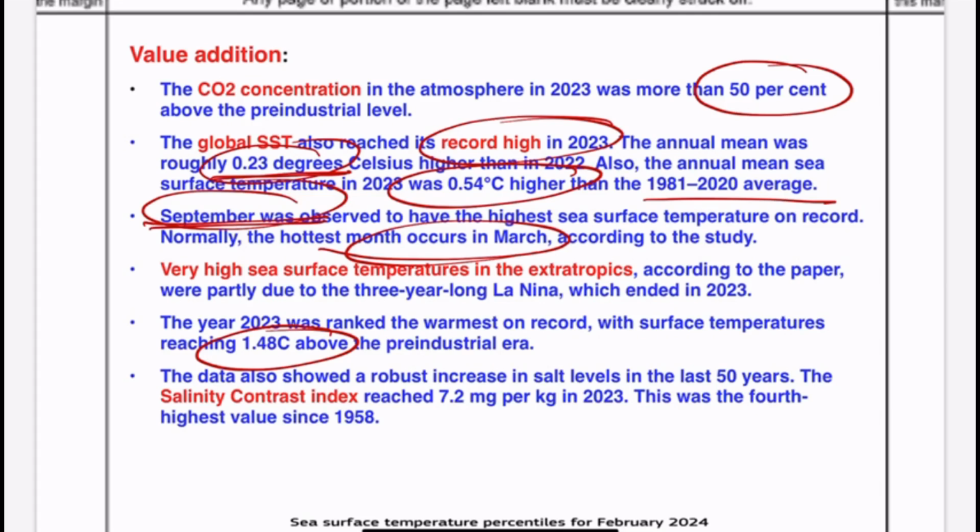Also, there is very high incidence of sea surface temperature in the extratropics because of multiple factors like the 3-year long La Nina period, which we also call triple dip La Nina. Along with the rise in sea surface temperature, there is rise in salinity as well. That is, as per the salinity contrast index, the salinity has reached a record high of 7.2 milligram per kg in 2023, which is comparatively very high as compared to the last 50 years.